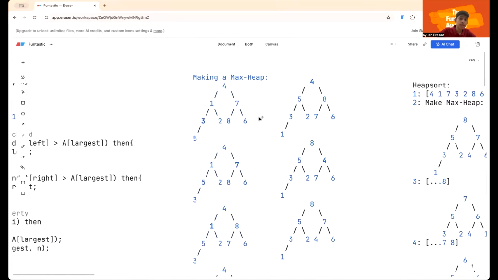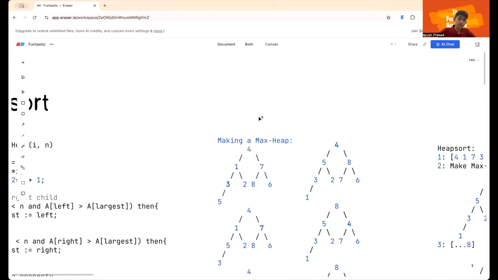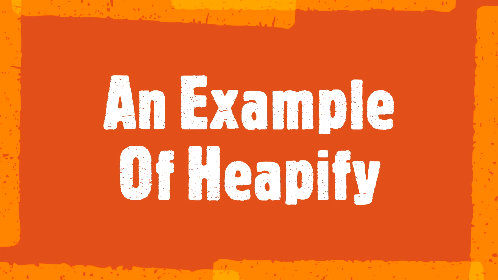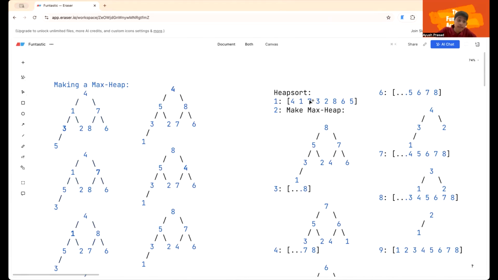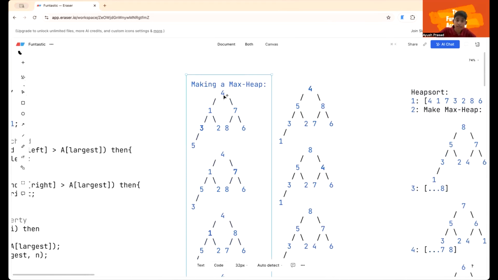Now let's do a quick demonstration on how heapify and fix heap make a max heap. Let's say we start with a list of numbers like this. These are 8 numbers in a completely random order. When we make a heap like this, as you can see, the heap property is very much violated. 4 is greater than 7, 7 is greater than 8, and all of that.